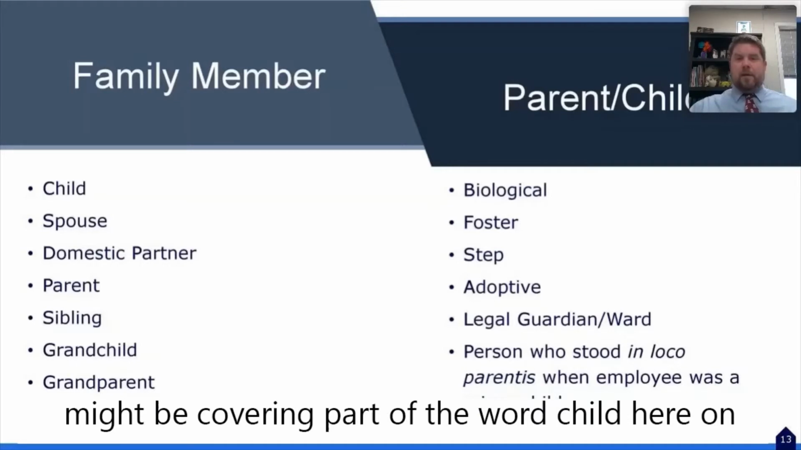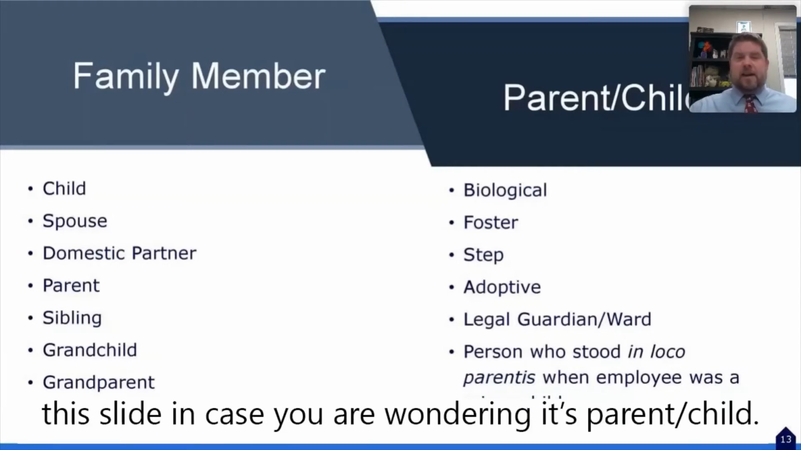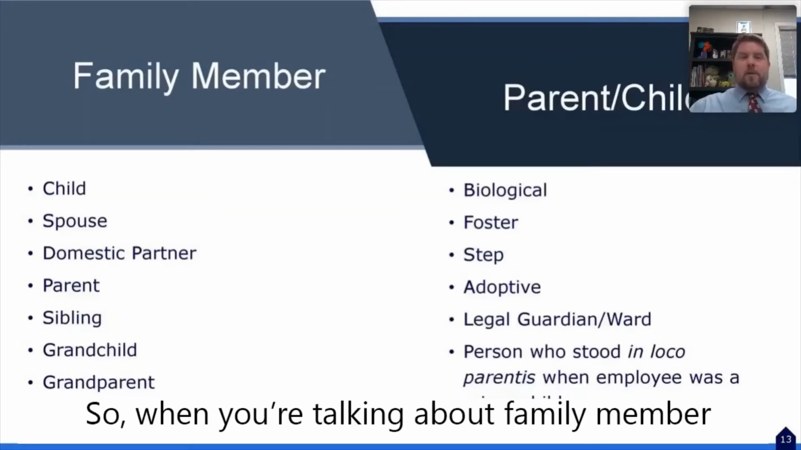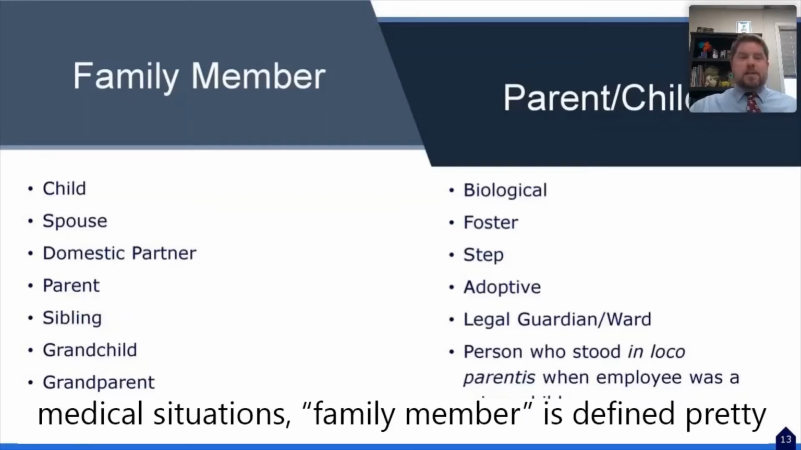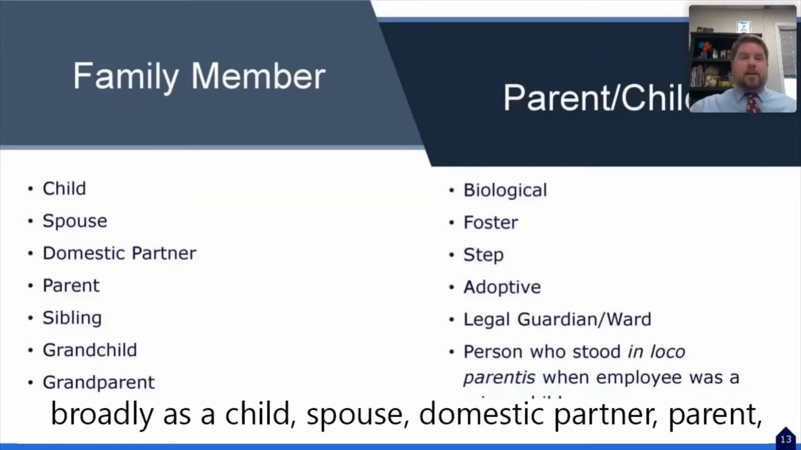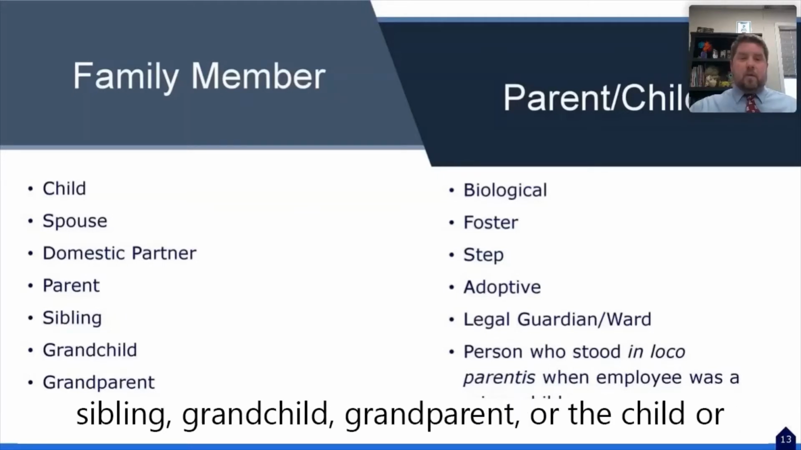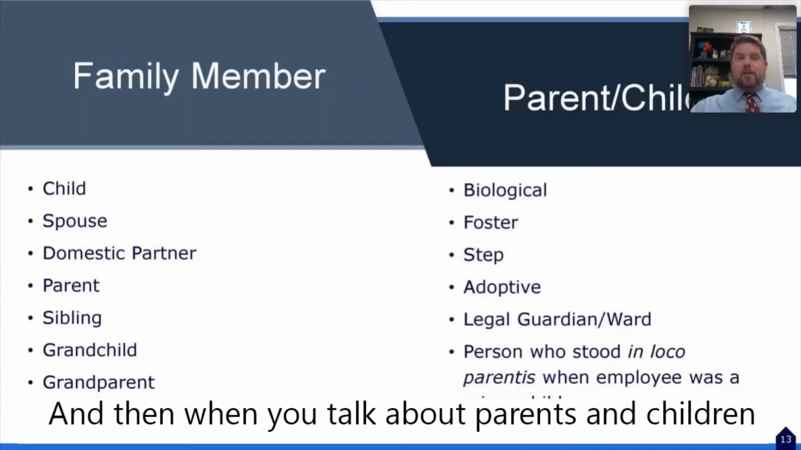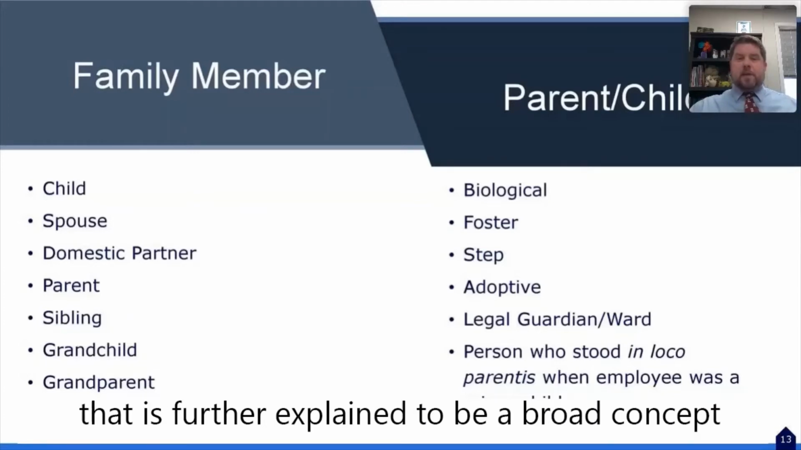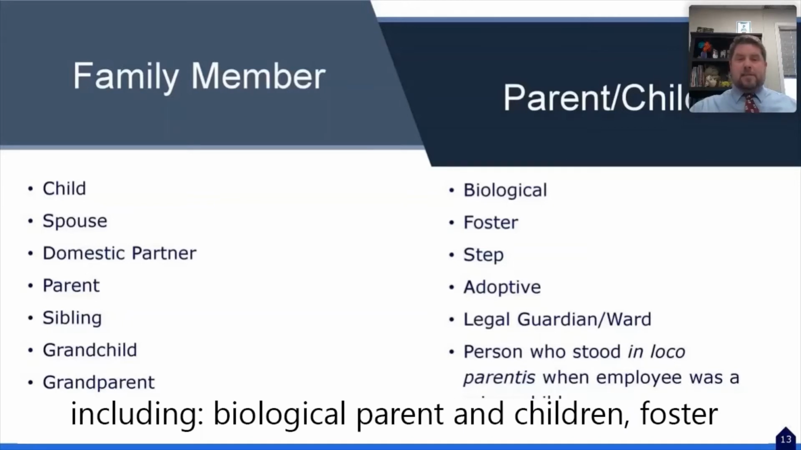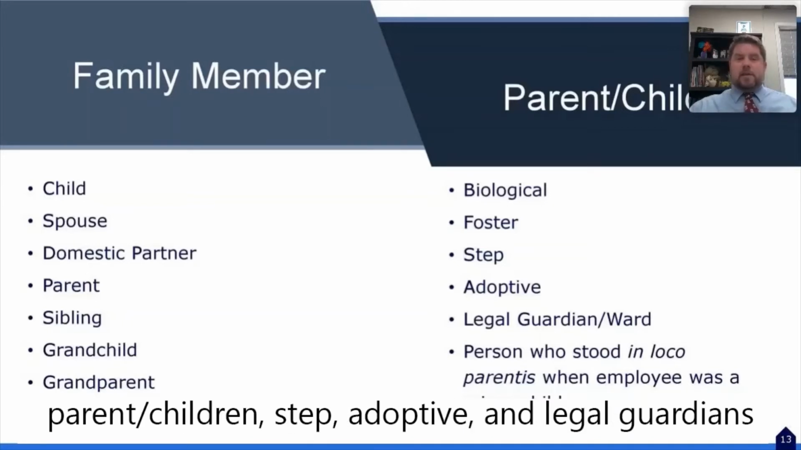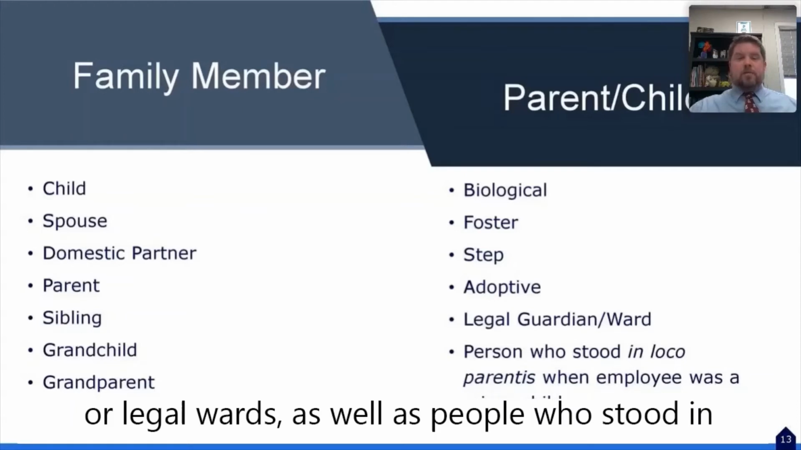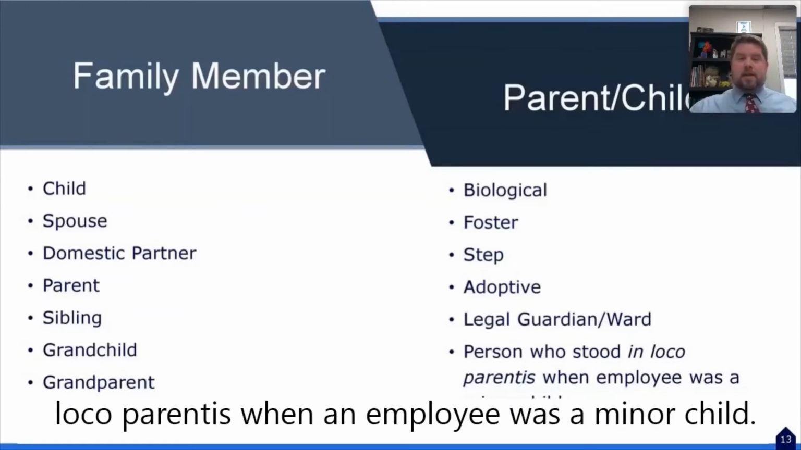And my picture might be covering part of the word child here on this slide, in case you're wondering, that's parent/child. So when you're talking about family member medical situations, family member is defined pretty broadly as a child, spouse, domestic partner, parent, sibling, grandchild, grandparent, or the child or parent of a spouse or domestic partner. And then when you talk about parent and children, that is further explained to be a broad concept, including biological parent and children, foster parent and children, step, adoptive, and legal guardians or legal wards, as well as people who stood in loco parentis when an employee was a minor child.